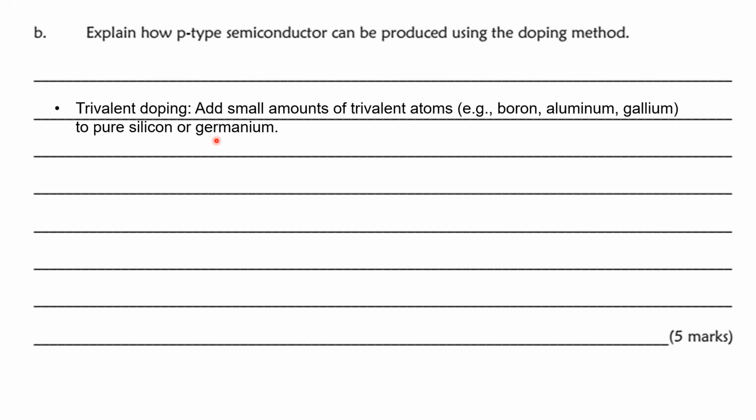Remember, silicon and germanium belong to group number 4 of the periodic table, so each has 4 electrons in their outermost shell. All right, so you add small amounts of the group 3 elements. The most common one is boron. So boron is added to silicon, trying to make them bond.